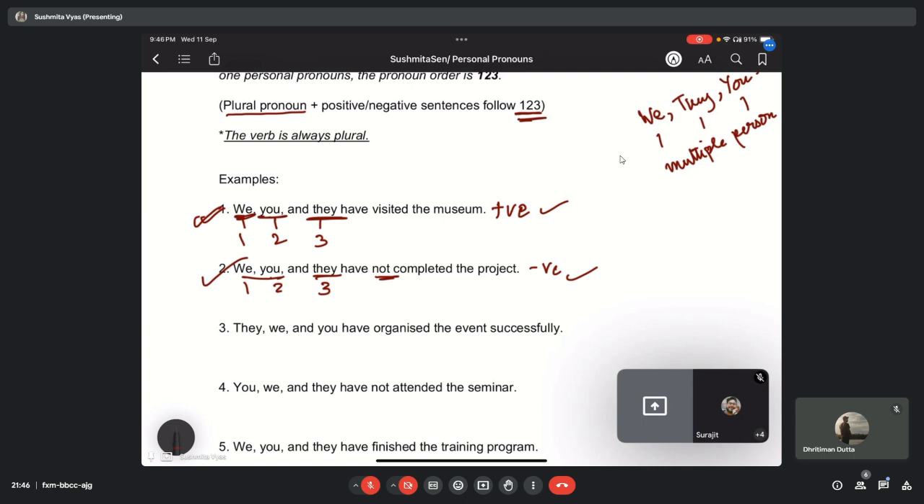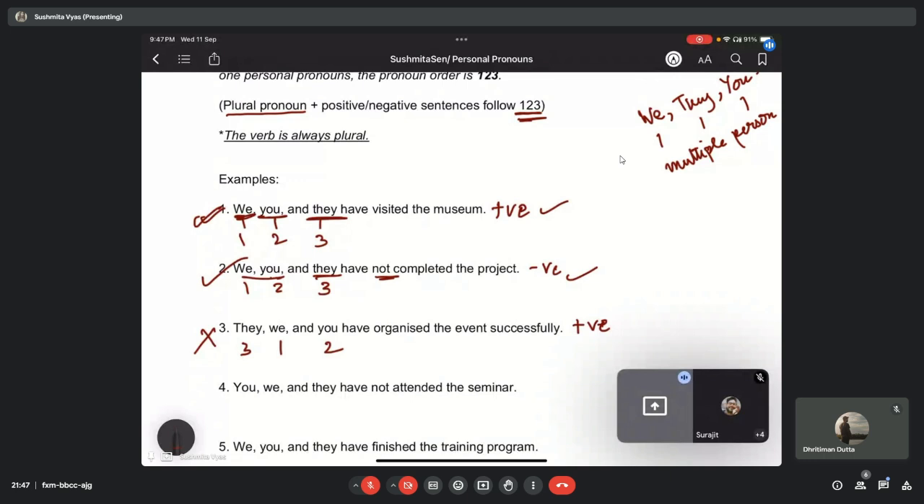Okay, look at the next sentence, number three. They, we, and you have organized the event successfully. This is also a positive sentence. Is this sentence in the correct order? No. See, so easy to figure out if it is in the correct order or not, right? This is three, one, two. Not in the correct order.